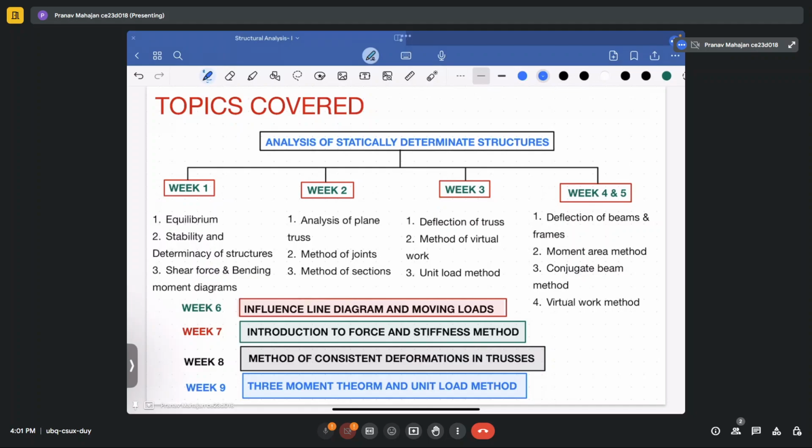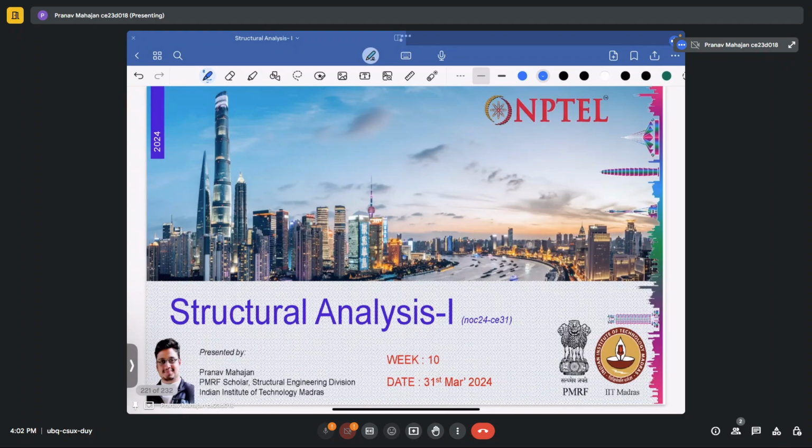All of these we have together incorporated in our analysis to determine the deflection, which could be either horizontal or vertical deflection, and various slopes at different points of the beam section, the truss member, or a frame member. My name is Pranav Mahajan. I am your PMRF scholar at IIT Madras in the Department of Civil Engineering, Structural Engineering Division.